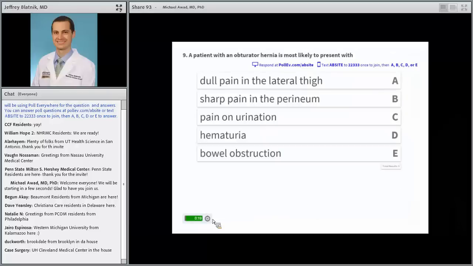Number 9, a patient with an obturator hernia is most likely to present with A, dull pain in the lateral thigh, B, sharp pain in the perineum, C, pain on urination, D, hematuria, or E, bowel obstruction.